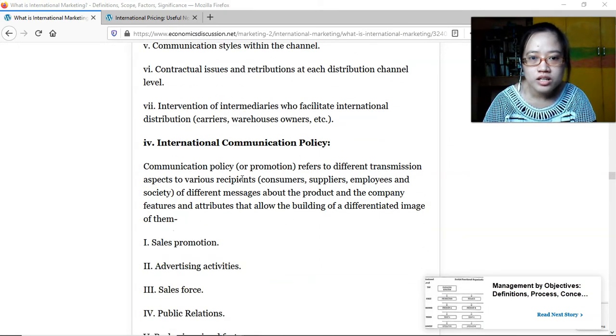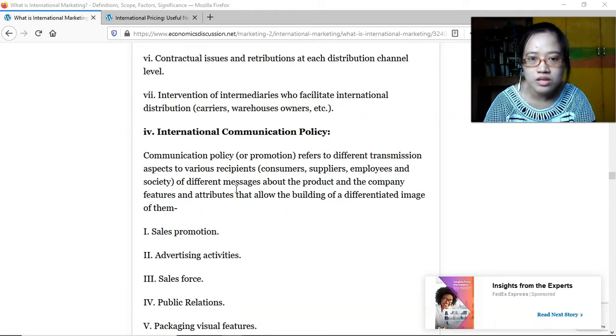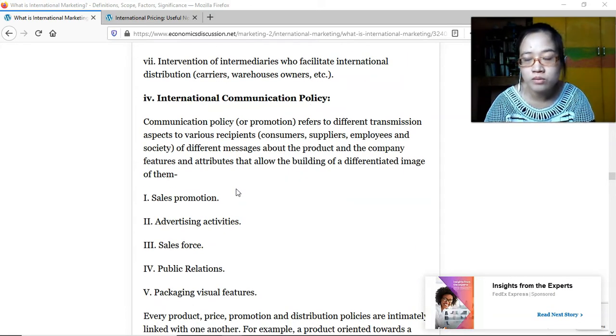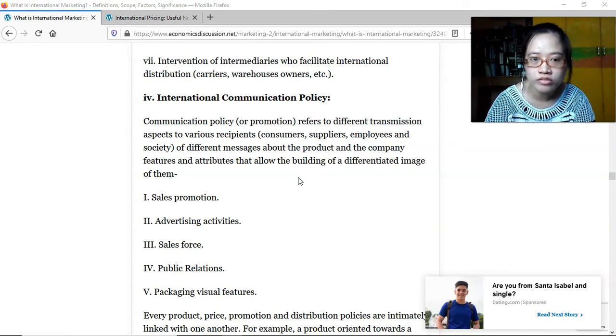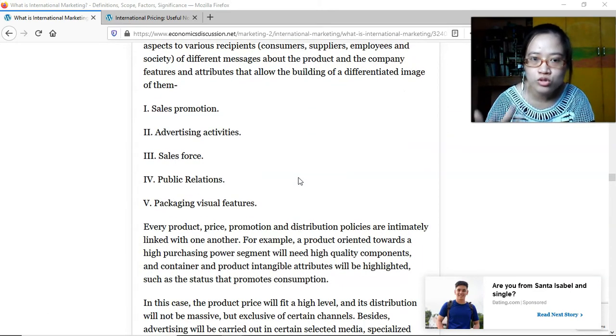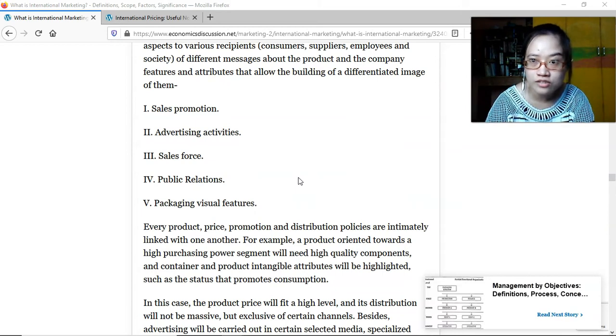International communication policy refers to different transmission aspects to various recipients: consumers, suppliers, employees, or society. Different messages about the product and the company features, attributes that allow the building of a differentiated image of them. So you have your sales promotion, advertising activity, sales force, public relations, and then the packaging visual features.